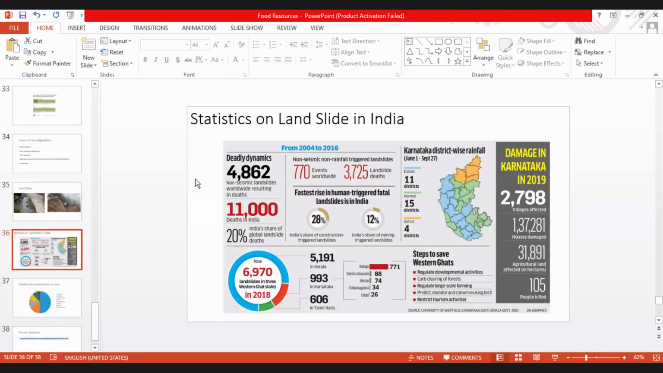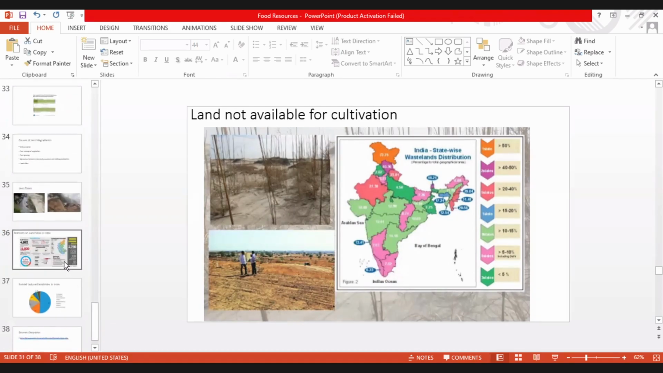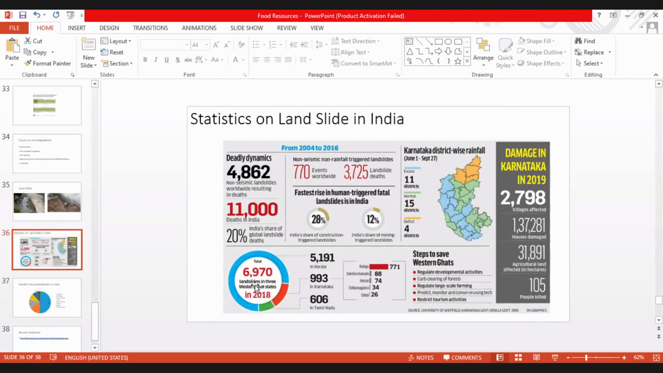So when we talk about landslides, the total number of landslides is 6,970 in 2018. Landslides in 3 states of Western Ghats. See, Western Ghats now we can recognize. Western Ghats lie here in this region, this Mumbai or Maharashtra coastal region. This whole region till Kerala, Karnataka is your Western Ghats. Okay, so इस region में we see a lot of landslides. So basically the number is here. Okay, 5,000 in Kerala and then 993 in Karnataka and Tamil Nadu.